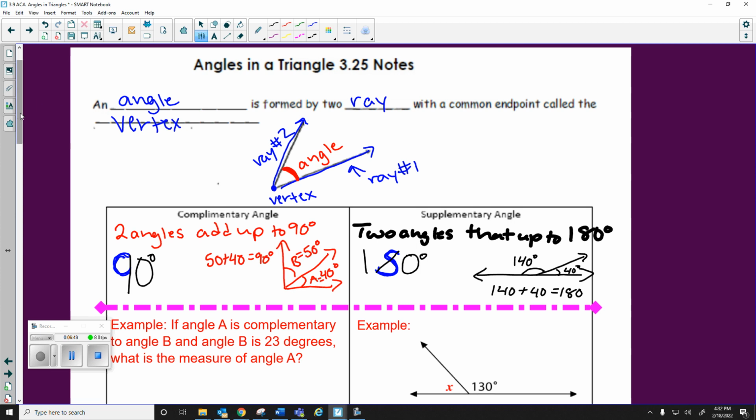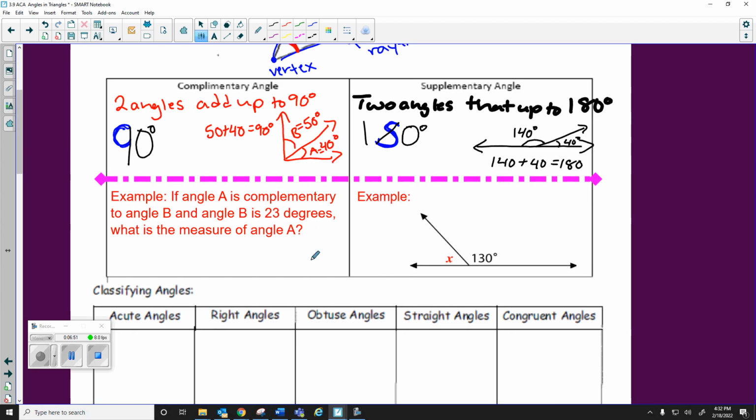So let's look at a few examples. Read those, see if you can figure it out. Pause and play once you've tried them out. Okay, if angle A is complementary to angle B and angle B is 23 degrees, what is the measure of angle A? Now again, complementary, I can turn that into that 90 degrees.